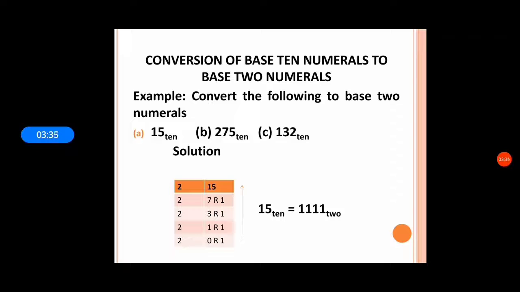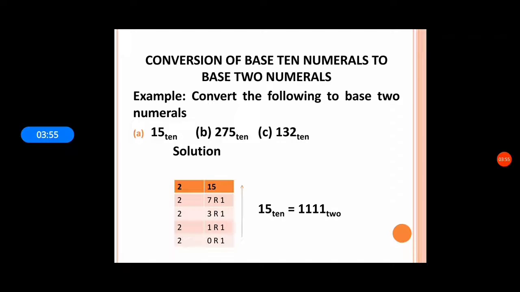Now you can see on the left hand side we have 2, which is the divisor, the base we are converting the base 10 number to, and on the right hand side we have our 15, which is that number in base 10. So what we are going to do is divide until we get to 0, and we'll also write the remainder beside it.